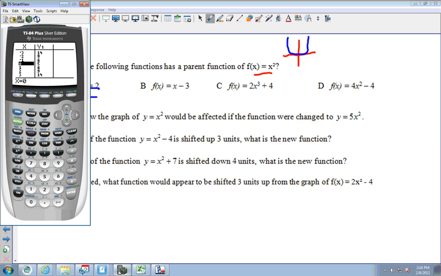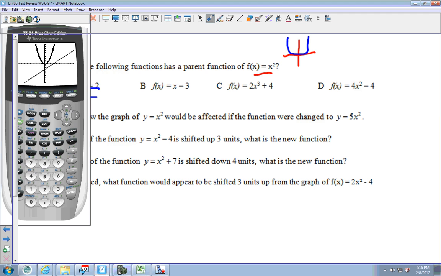If you don't believe me, go in the calculator and put in there x, whoops, let's make that one an x squared here. Let's go back over there and make sure we know the linear parent function. And in y2, put in there x minus 3. And press graph. There's the parent function. X minus 3 goes right there. That's linear. That's not the right answer.